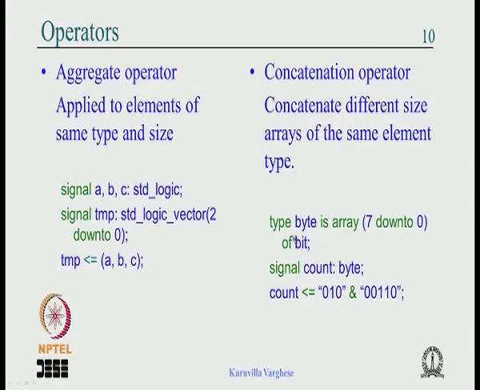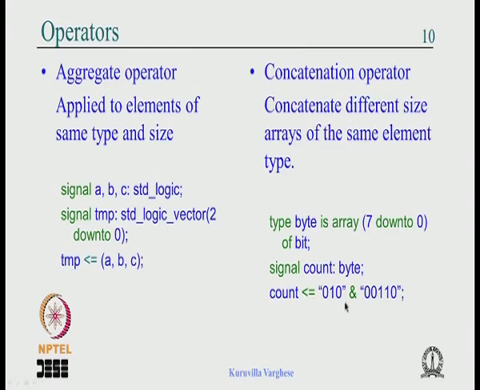You can see here we are declaring a new data type, the keyword is type. Byte is an array, array is a keyword, an array of single bits, 7 down to 0 of bit. Byte is nothing but an array of 8 bits. And we say signal count is a byte, an 8-bit signal, and we say count gets 010 and 00010. So this is a 3-bit signal and this is a 5-bit signal, which are combined.